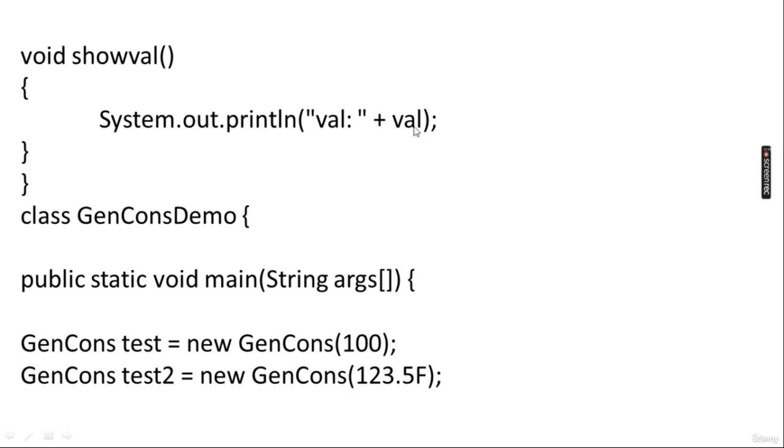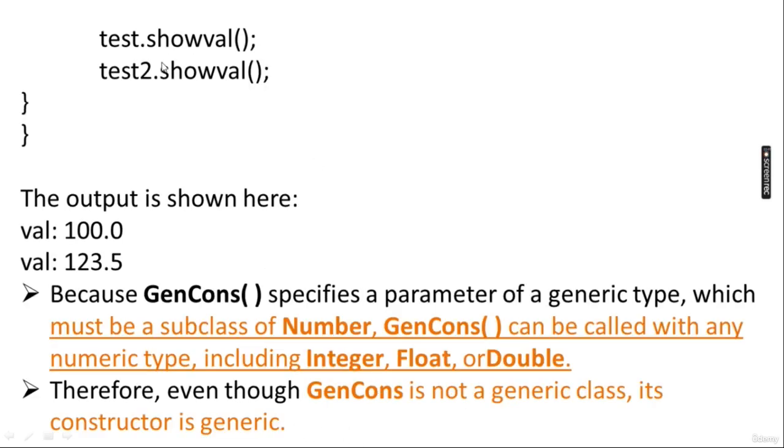Then showValue displays the value. Then GenericConstructor test = new GenericConstructor(100), then GenericConstructor test2 = new GenericConstructor(123.5). test.showValue(), test2.showValue(). Output is 100.0, 123.5. Because GenericConstructor specifies a parameter of generic type, which must be a subclass of Number, GenericConstructor can be called with any numeric type including float, integer or double.